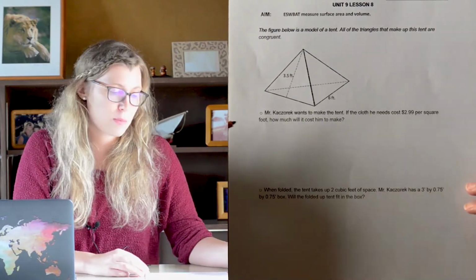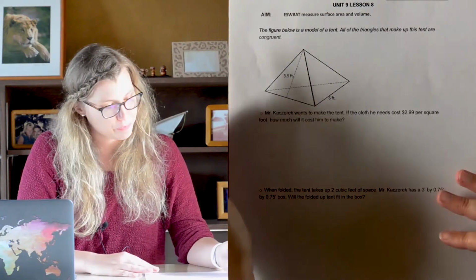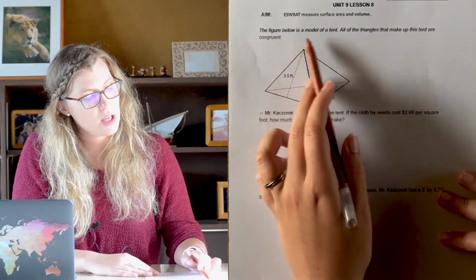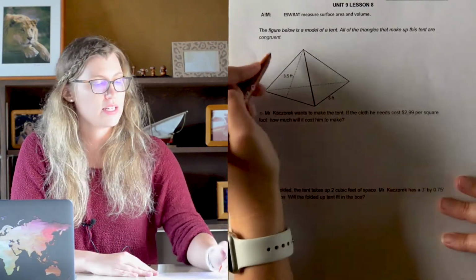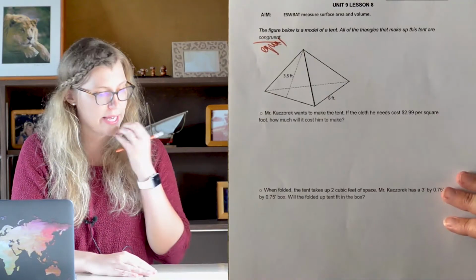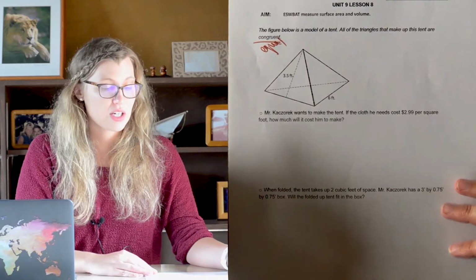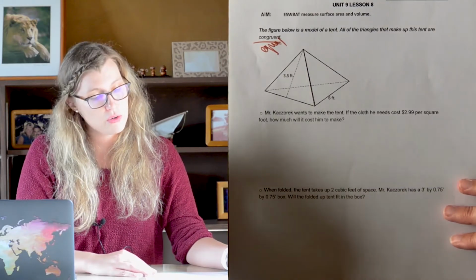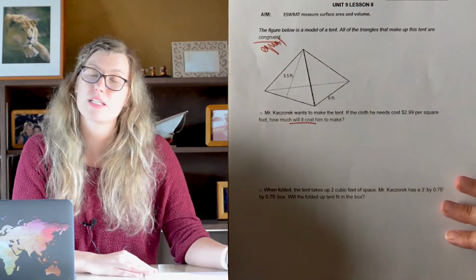For our practice problem, we're going to try out both volume and surface area. The figure below is a model of a tent. All of the triangles that make up this tent are congruent. That means that they are all equal, so they're all the same size. Mr. Kaczorek wants to make the tent. If the cloth he needs costs $2.99 per square foot, how much will it cost him to make?